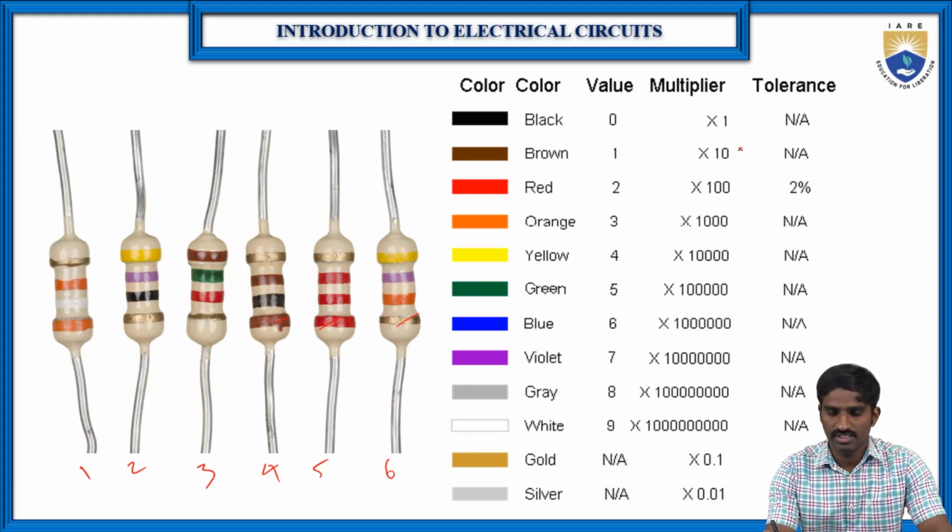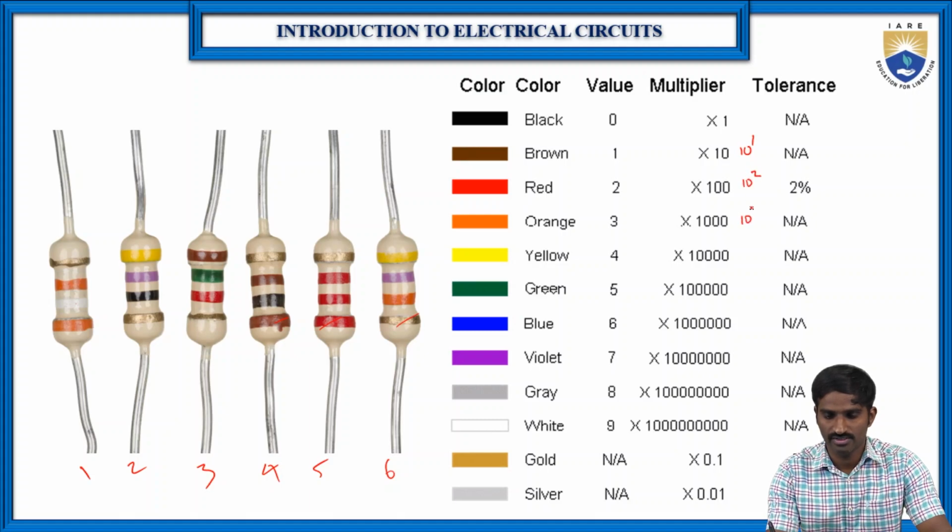So this 10 here is nothing but 10 to the power of 1, here it is 10 to the power of 2, here 10 to the power of 3, and here 10 to the power of 4. As you can see, 0 and 1 mean 10 to the power of 1, the multiplier. So 2 means 10 to the power of 2, and 3 means 10 to the power of 3.